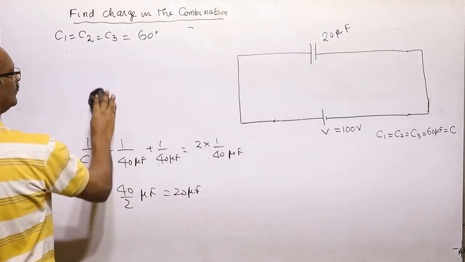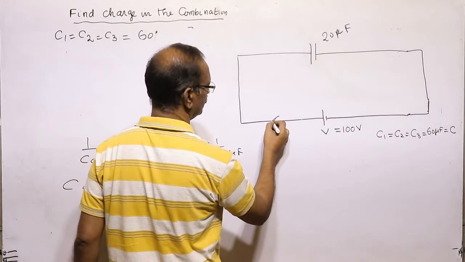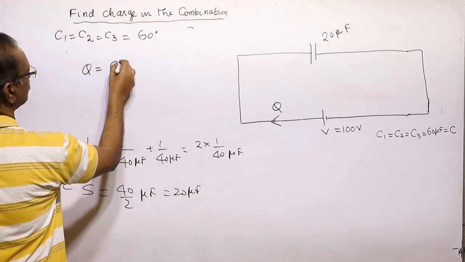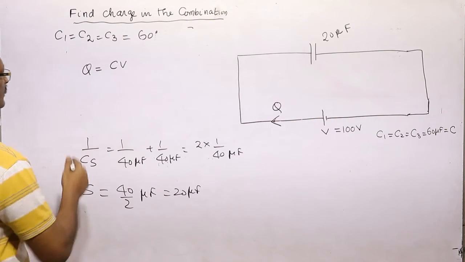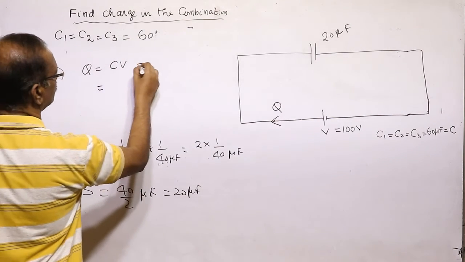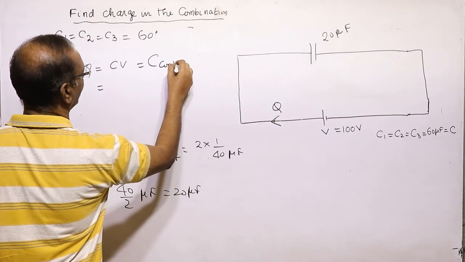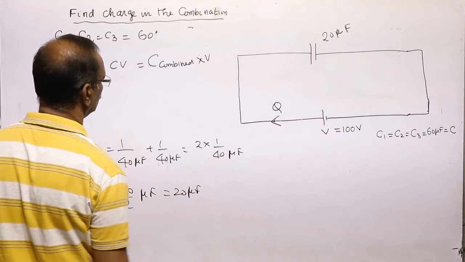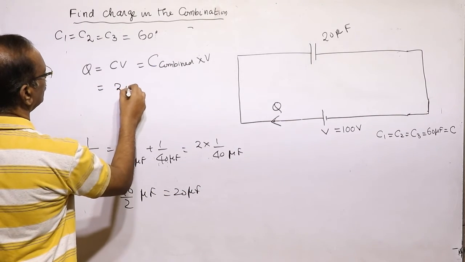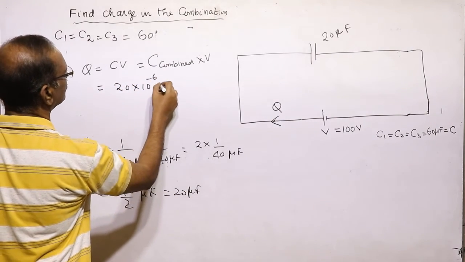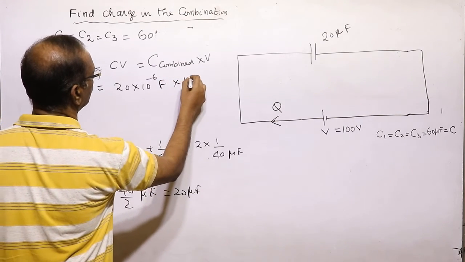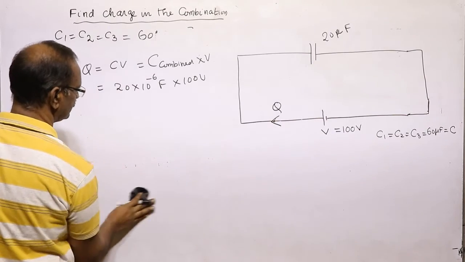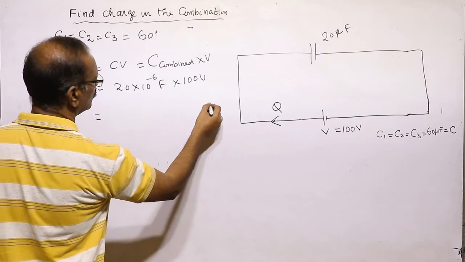Now, we have to find out the charge flowing from this place. We know Q is equal to CV. We want to know the Q. C is equal to C combined into the voltage applied. The voltage applied is 100 volt. C combined is equal to 20 into 10 to the power minus 6 farad into 100 volt. In that case, how much will the value of charge come in coulomb?